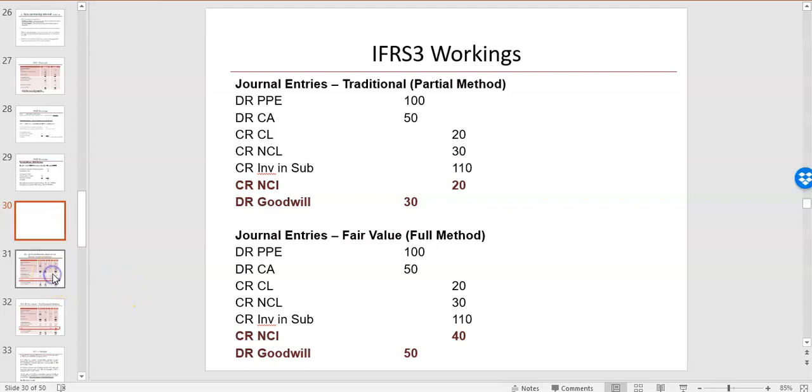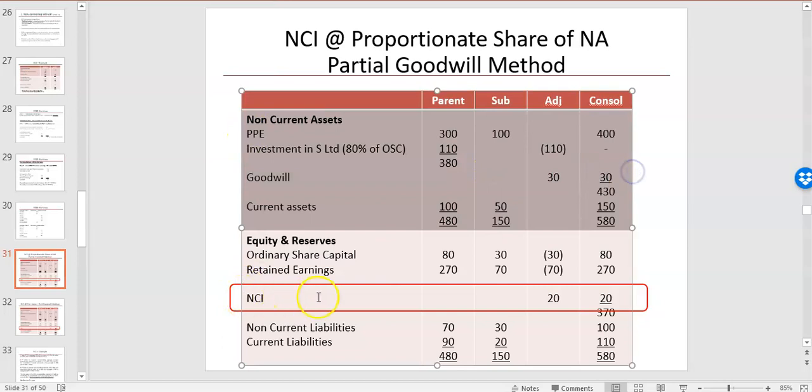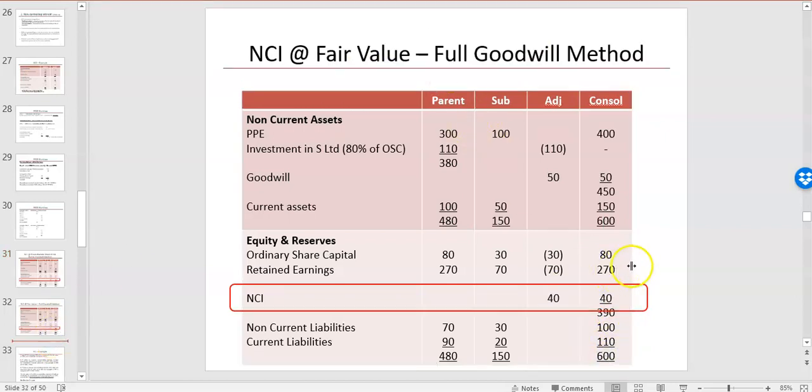So the next 2 slides just highlight the difference in how the statement of financial position looks. There's no difference in a lot of the line items. The only difference is the goodwill and the NCI. So your total assets are 580 and equity and reserves are 580 in the partial method. They jump up by 20 then.